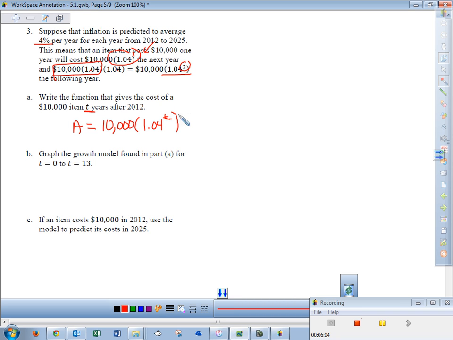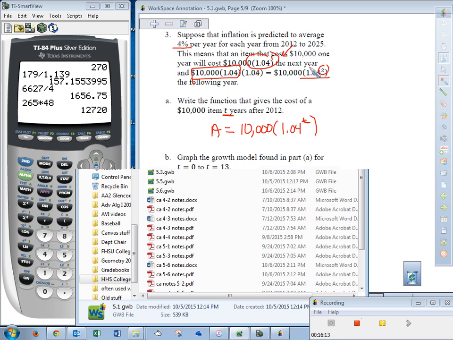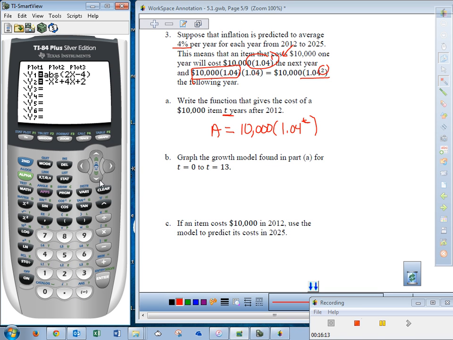T is how many years after 2012? Graph this growth model. So let's put that in our calculator, because that will help us calculate some other things later. So y equals, clear all the stuff out that you got, 10,000 times 1.04, raise that to the x power.